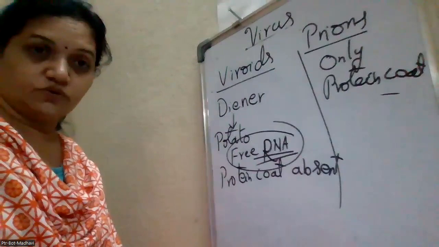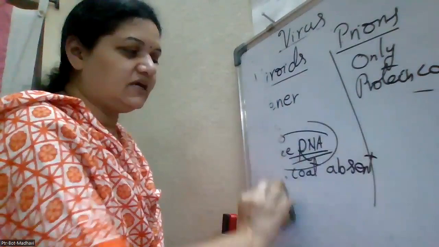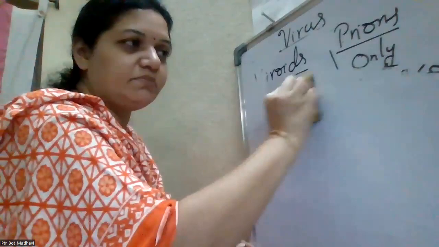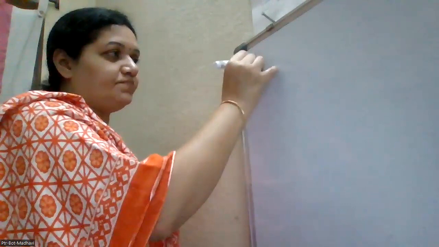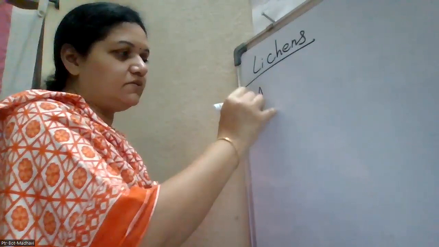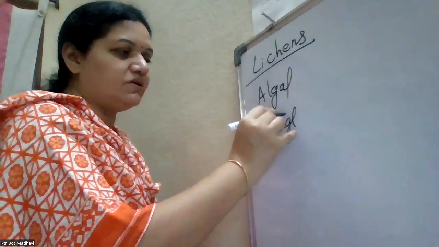And the last topic in this chapter is the lichens. Lichens means the symbiotic association of fungal and algal members. In lichens, the fungal body is present outside, and inside it is the algal body. They live in a mutual relationship. That is the symbiotic association.